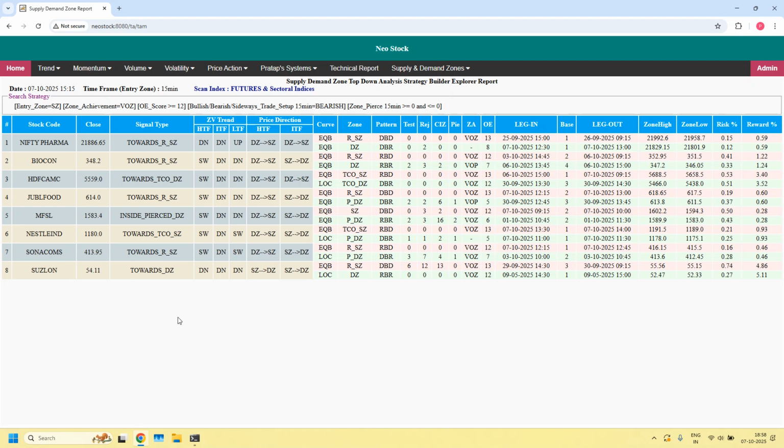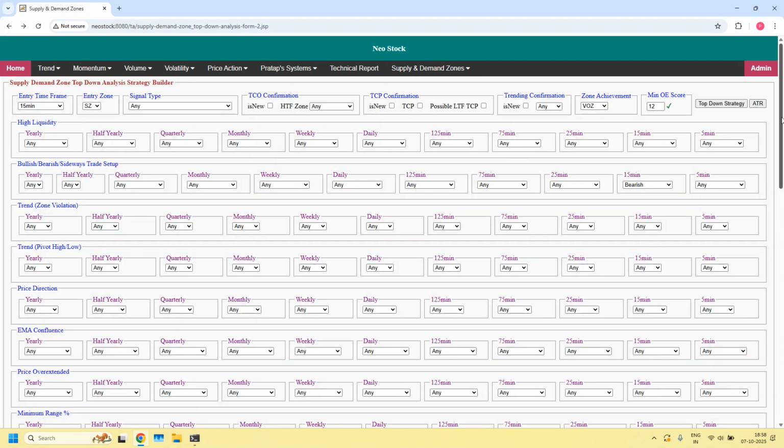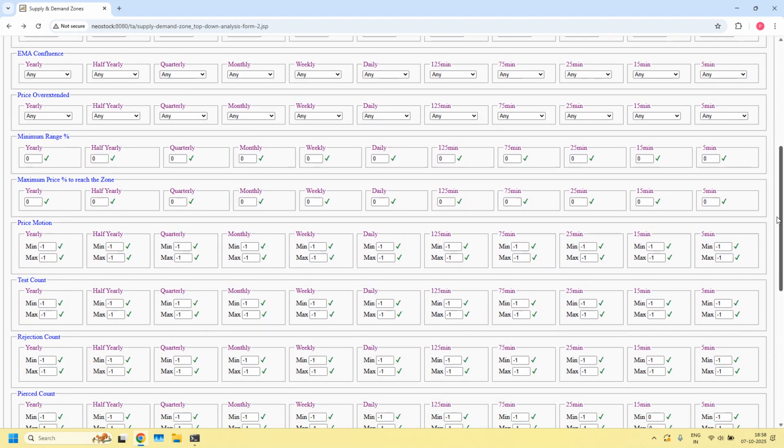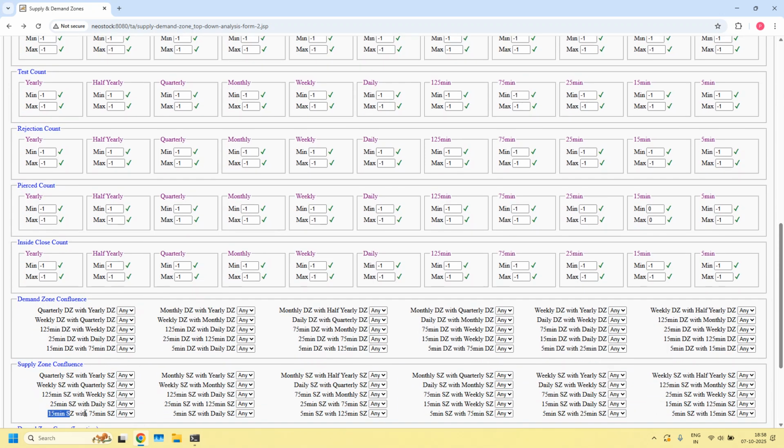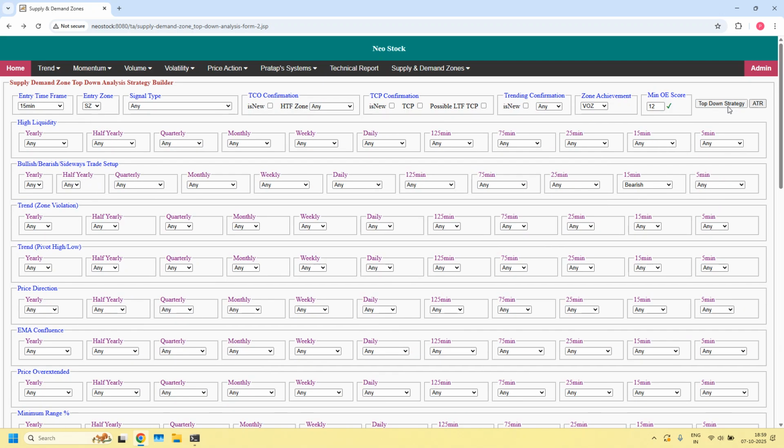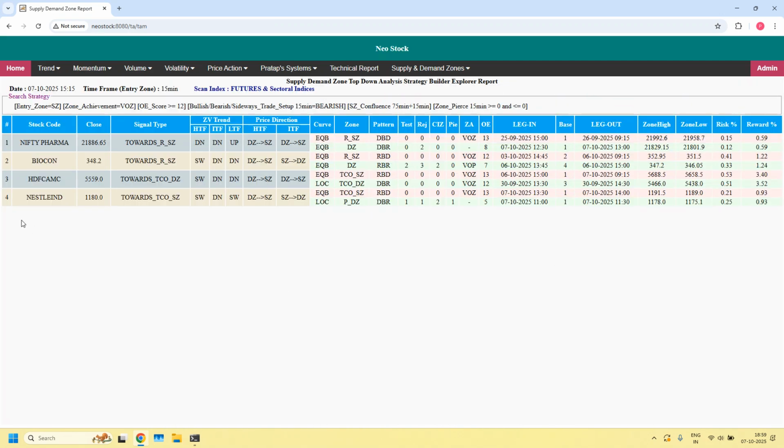All the 8 stocks are supporting bearish trade setup for daily income trade, and all the entry time frame zones are 15 minute supply zones. Let us identify high probability trade setup supported zones. First filter is LTF and ITF supply zone confluence, and then ITF EMA confluence. That is 15 minutes and 75 minutes supply zone confluence enabled, and applying the filter we got 4 stocks.